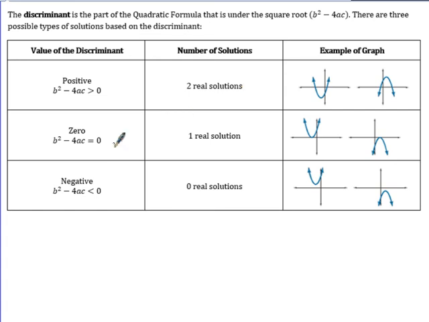Okay, if what is under the square root is equal to 0, there's only one real solution, because plus or minus 0 is still going to give me the same number, so I'm only going to have one solution. If b squared minus 4ac is negative, there are no real solutions because we cannot take the square root of a negative number.